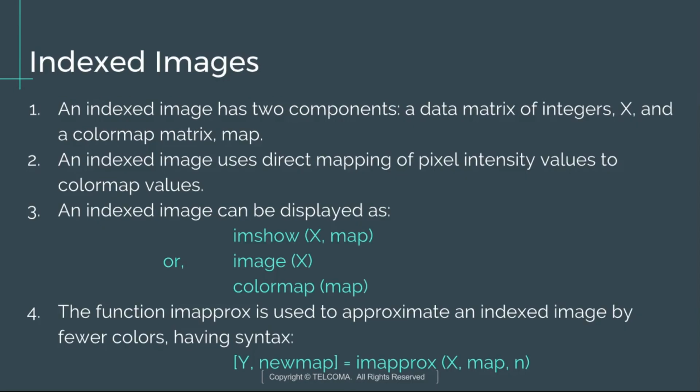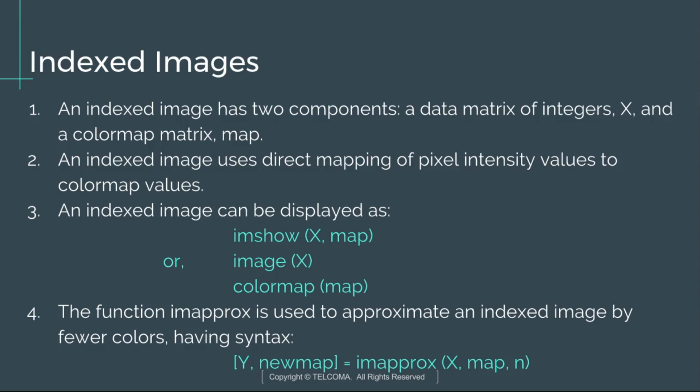Next is indexed images. An indexed image has 2 components, a data matrix of integers, that is x, and a color map matrix, that is map. Matrix map is an M cross 3 array of class double containing floating point values in the range 0 to 1. The length of map is equal to the number of colors it defines. Each row of map specifies the red, green and blue components of a single color.